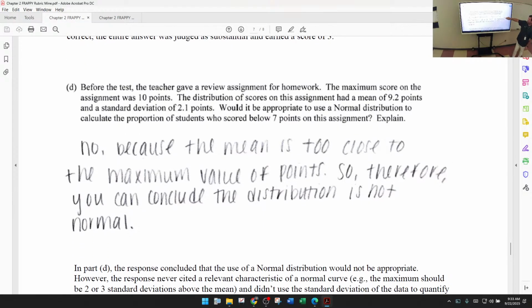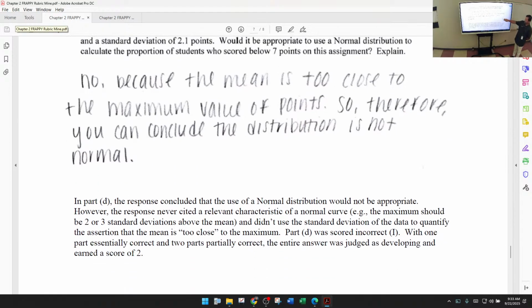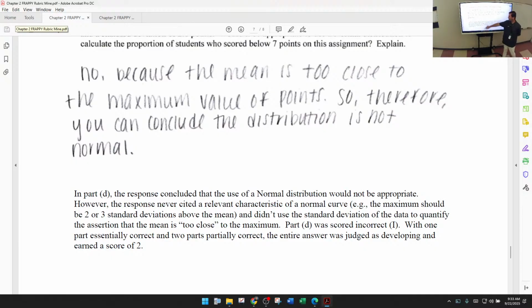This student said no, because the mean is too close to the maximum value of points, so therefore you can conclude the distribution is not normal. Okay? So y'all recognize this. The response concludes the use of a normal distribution would not be appropriate. So we got that one.